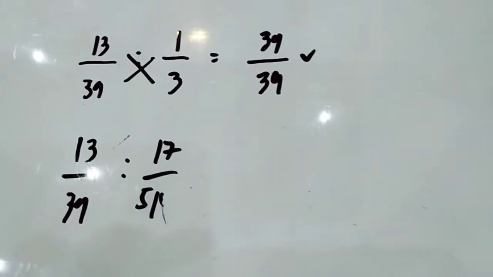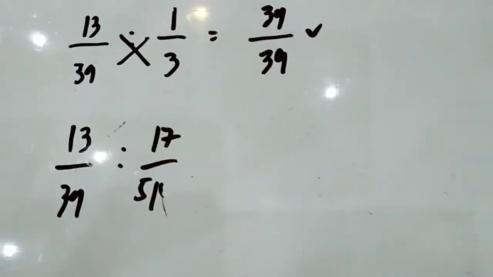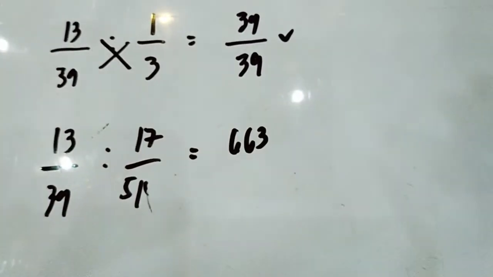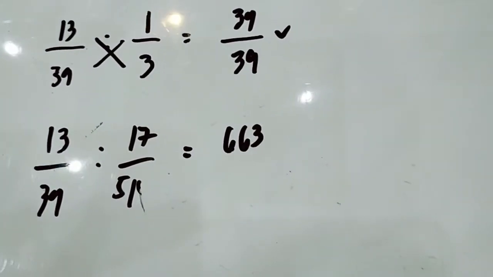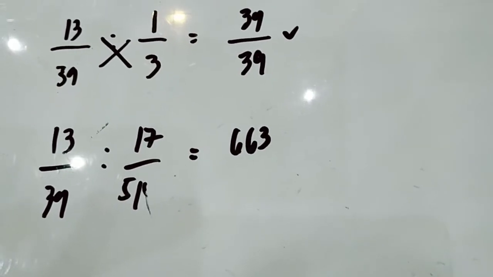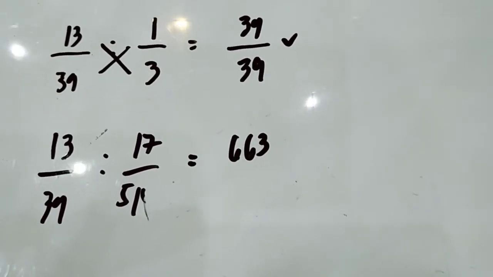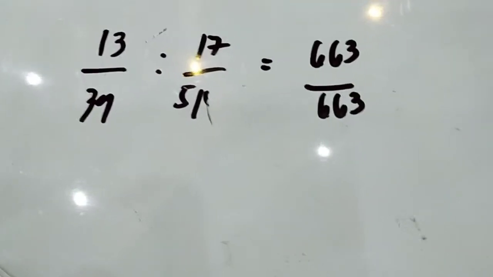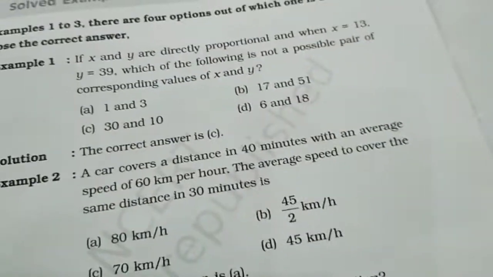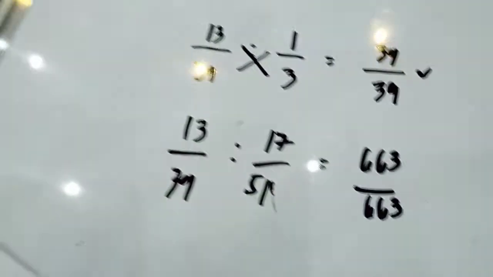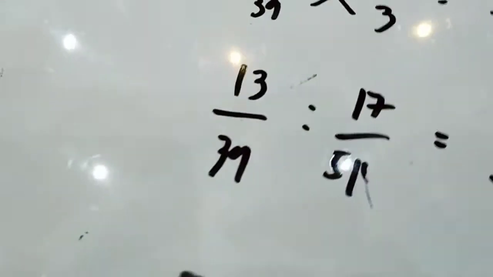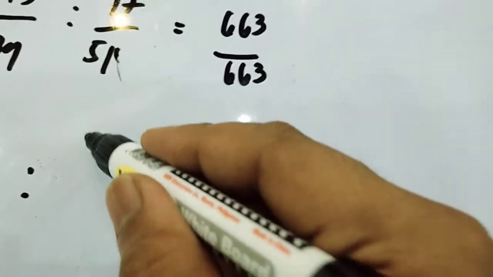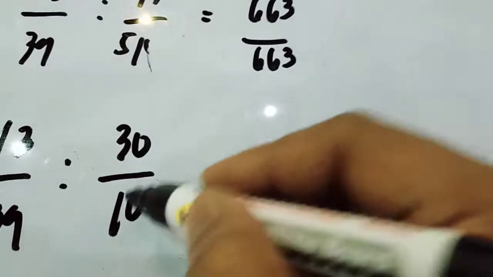Ayan. So, cross multiply, you have 13 times 51. That is 663. 39 times 17. That is also 663. So, proportion din sila. Letter C is 30 and 10. So, we should again write 13 over 39 is to 30 over 10.